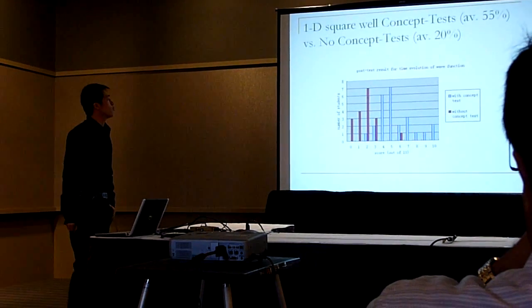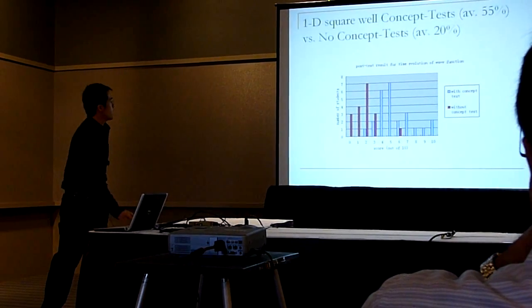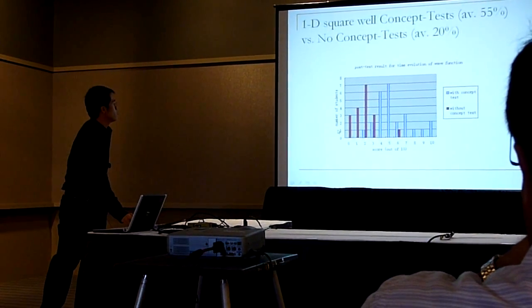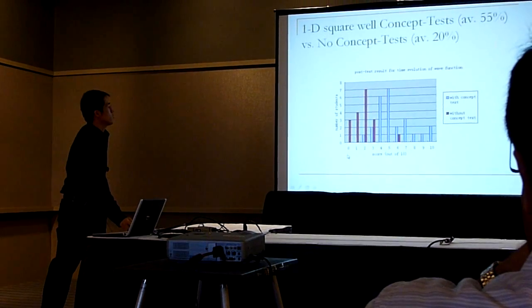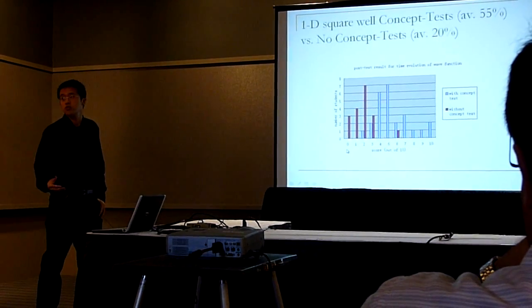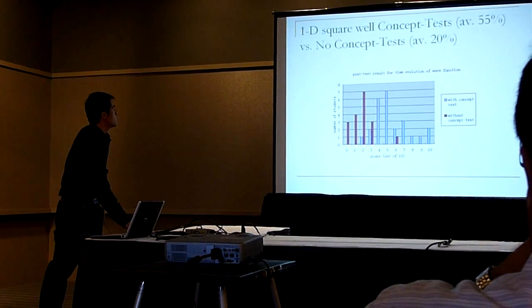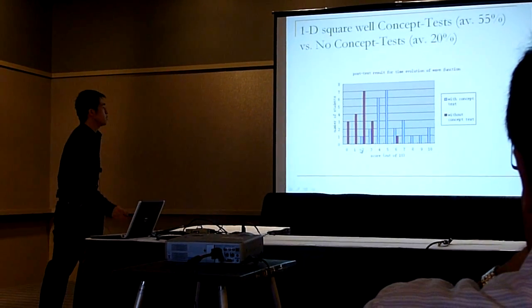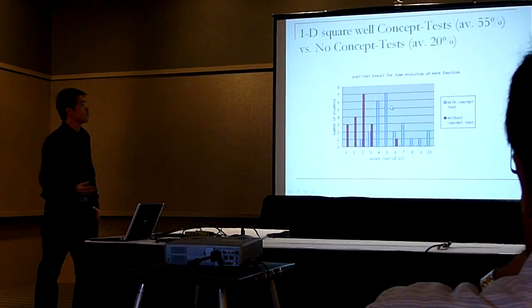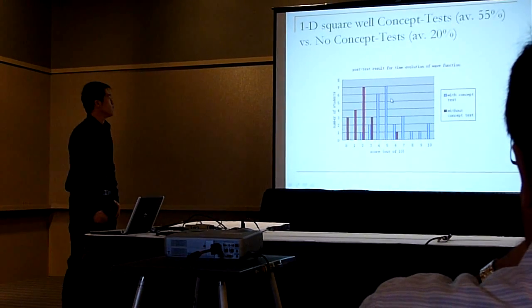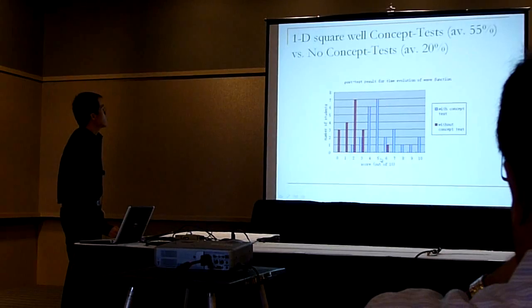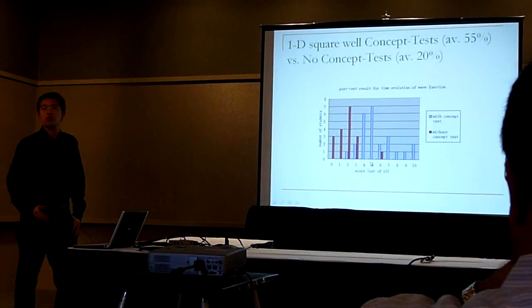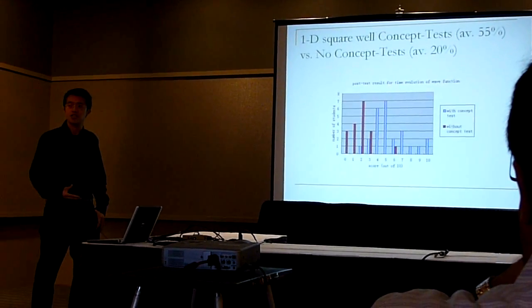Here's the result of our post-test. The red bar represents the control group. So 3 students got score 0 in the control group, and 4 students got score 1. The blue bars represent the experiment group. So 7 students got score 5 in the experiment group, who have done the concept test in the lecture.